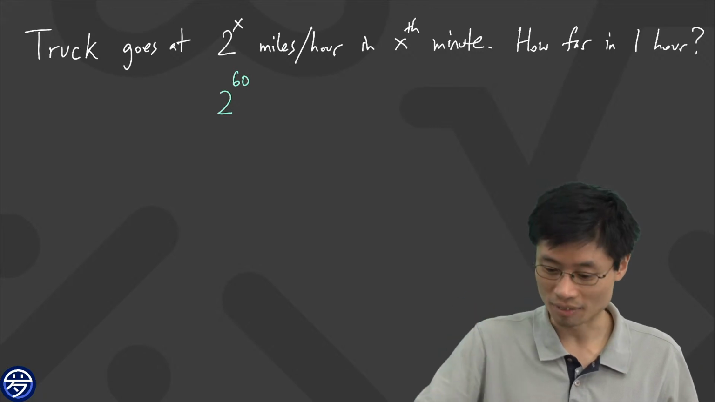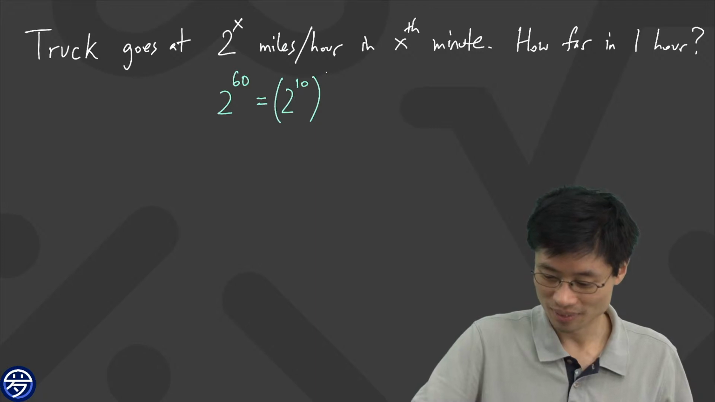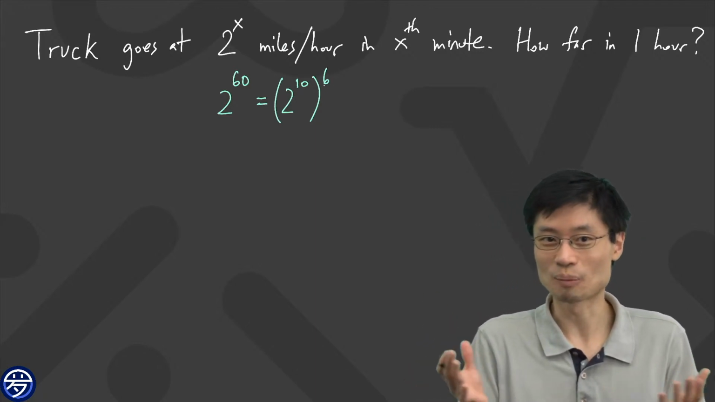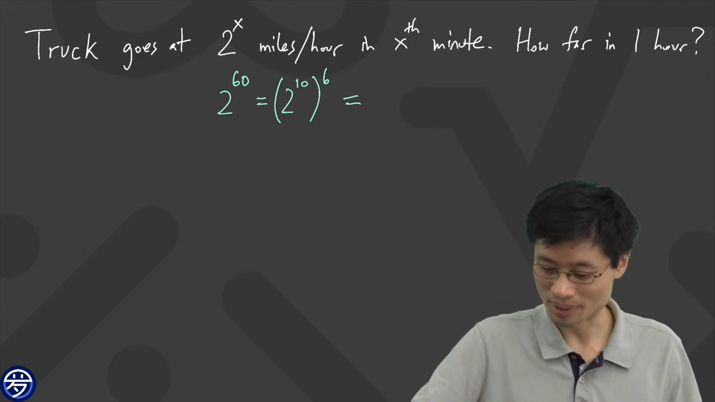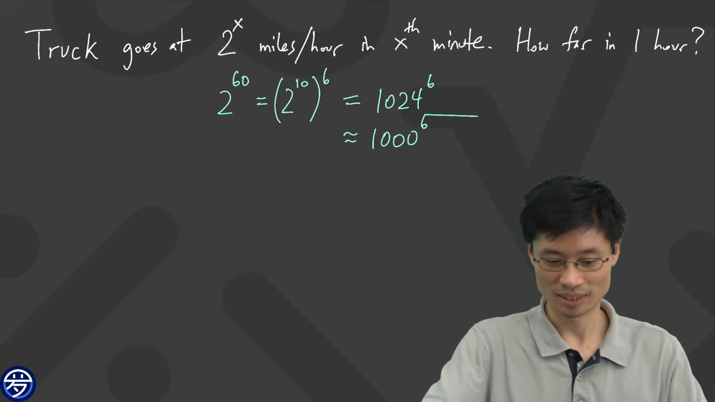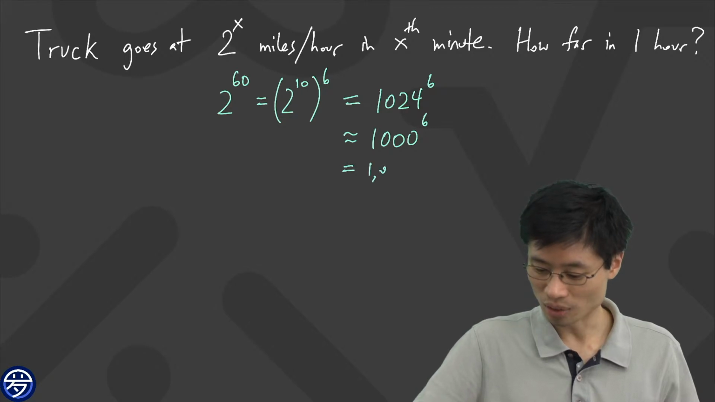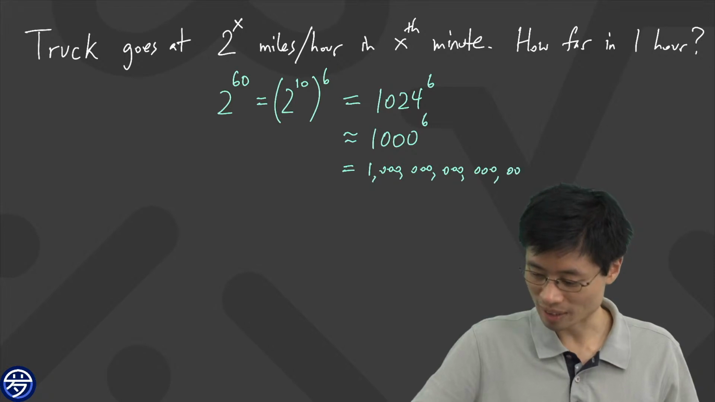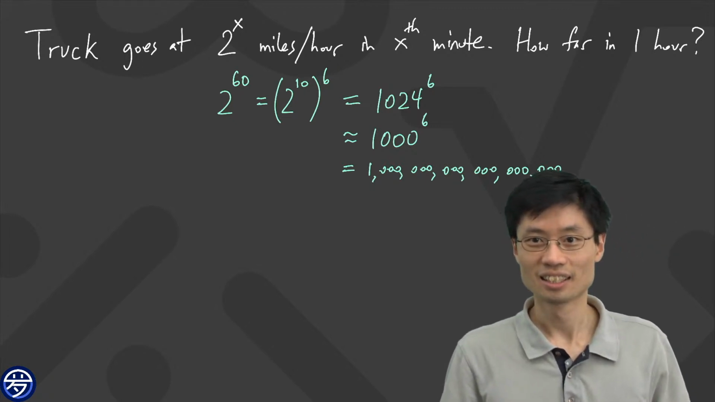Well, something I often like to do is 2 to the 10 is a nice number. So we'll just do that. 2 to the power 10 times 2 to the power 10 times 2 to the power 10, and so on. And so this happens to be 1024 to the power 6, which is approximately 1,000 to the power 6. Yikes. And 1,000 to the power 6 is equal to 1,000,000,000,000,000,000,000,000. That's kind of fast.